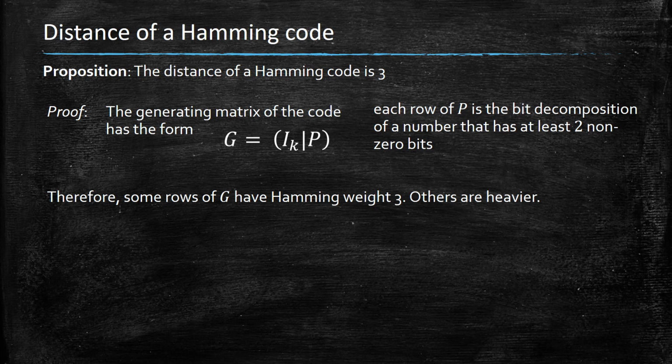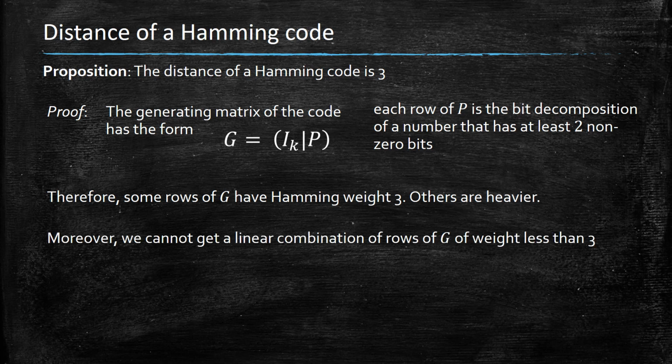So first of all, each row has Hamming weight at least 3. And in fact, if you take a linear combination of the rows of G, the Hamming weight on this side can only increase, because all the ones are in different positions. They never overlap. So when you add 2 rows of G, the Hamming weight corresponding to the first coordinates is going to increase. It's going to be 2 if you add 2 rows, or 3 if you add 3 rows.